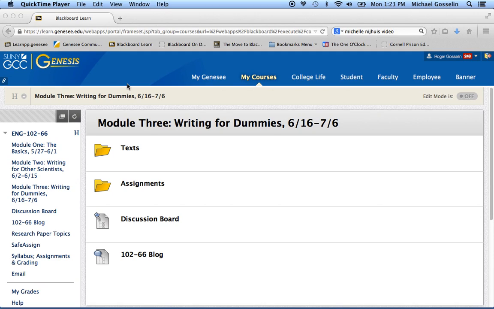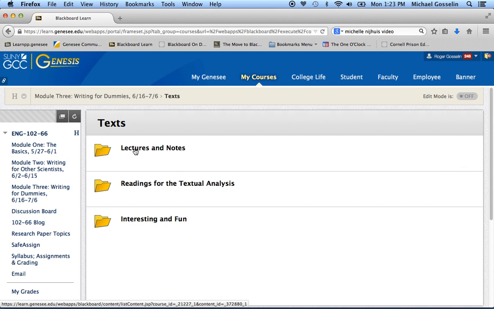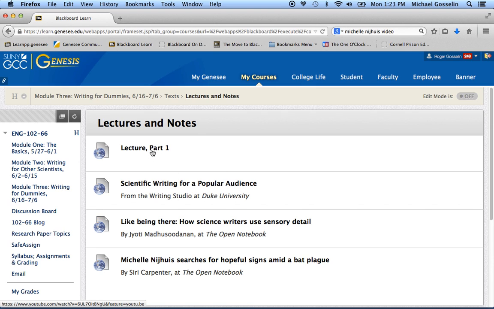Okay, here we are back on the computer. Module 3, Writing for Dummies. We'll open the text first. And you'll notice this is divided into 3 different folders. First one is lectures and class notes.